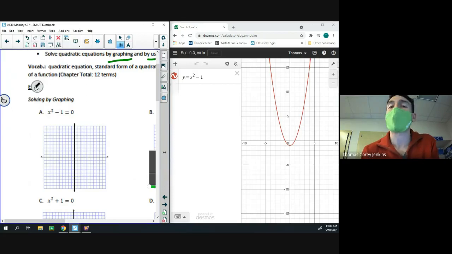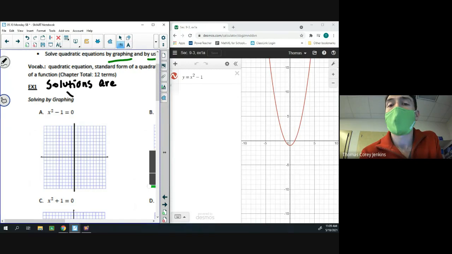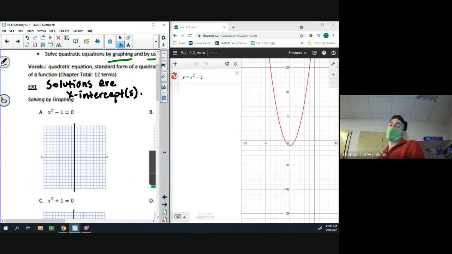So before we do that, let's go ahead and make this note, all right? So graphically speaking, solutions are x-intercept or intercepts. So that's what we're looking for. Where is the value of the function, which is the y value, where is that equal to 0? Well, it's equal to 0 at the x-intercept. That's where y equals 0. Okay. So we're going to take a graphic approach first.